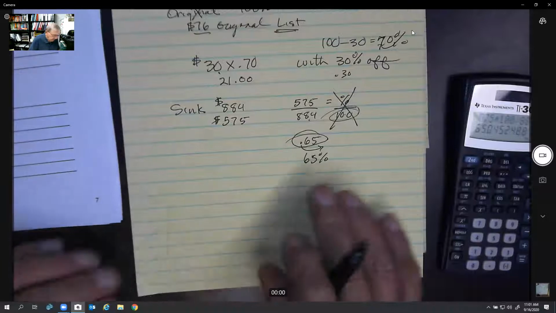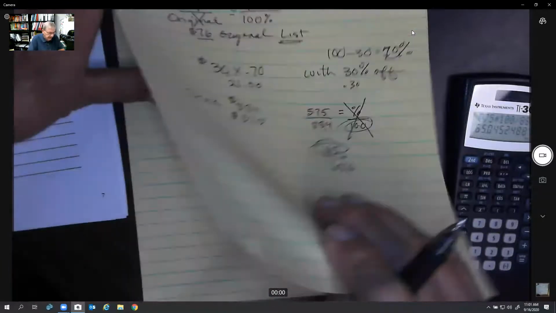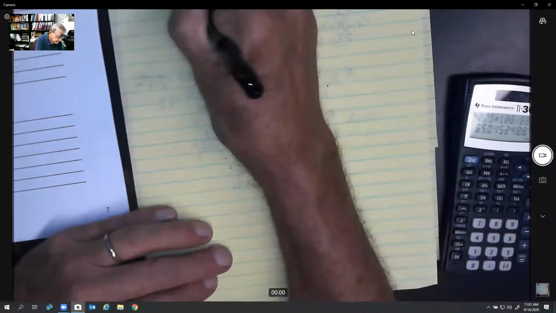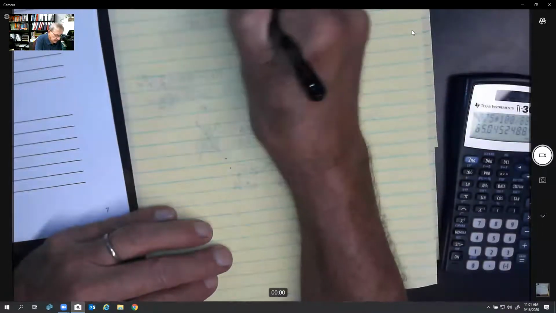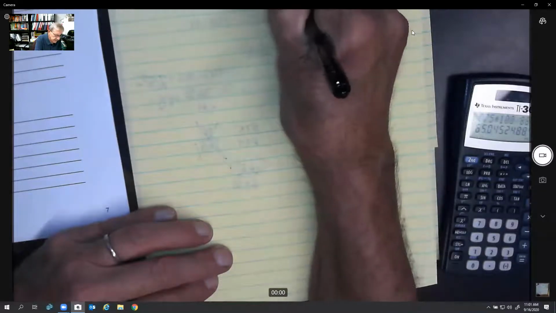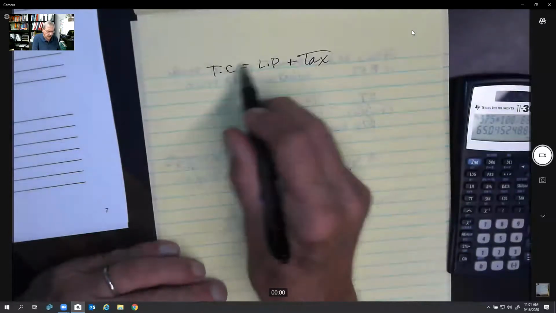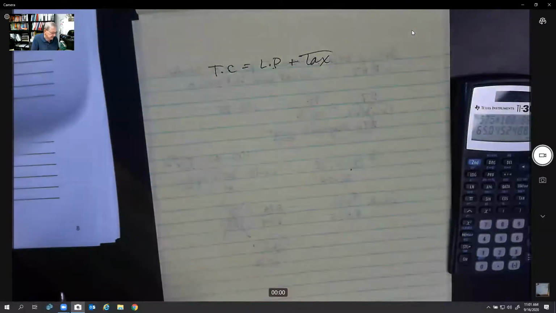So we talked about it. Okay, let's talk about sales tax. You're going to buy something and there's going to be some sales tax on it, right? The total cost equals the list price plus the tax. I mean, one thing we can never escape is taxes. Total cost, list price, tax.